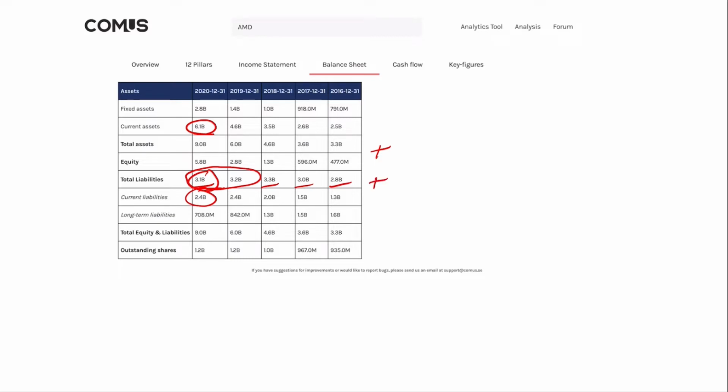I like that. Now, the outstanding shares went from 935 million shares up to 1.2 billion shares, and the number has been growing steadily every year. That is a minus. Basically, when a company is issuing a lot of shares, that tells us that your share of the company is being diluted. Your share of the company is decreasing.